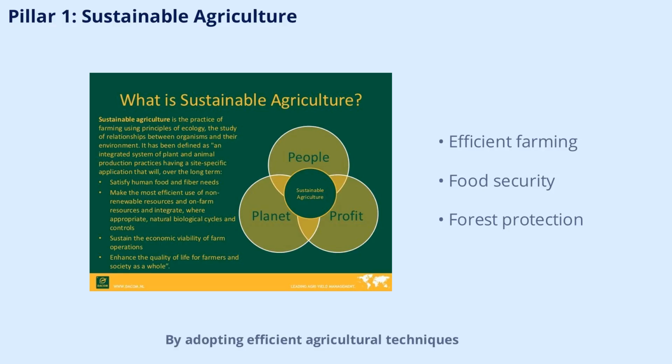By adopting efficient agricultural techniques and limiting the expansion of farmland, Ethiopia aims to boost productivity without harming the environment. This approach also helps protect forests and maintain soil health.